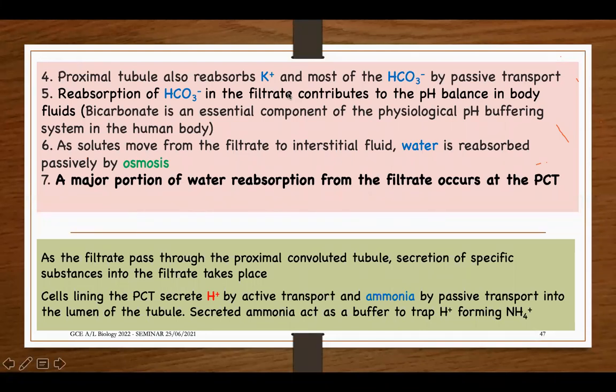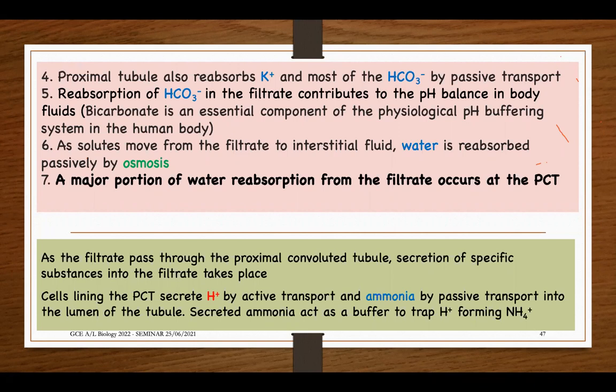Then secretion: as the filtrate passes through the proximal convoluted tubule, secretion will also take place. Cells lining the PCT secrete H plus by active transport and ammonia by passive transport. I told you, ammonium will be formed as a buffer. So H plus will be secreted actively, ammonia passively, and they will form ammonium to trap H plus, because a large amount of H plus means too much acid, which is not good. Buffering means if there is a change in pH, bringing the pH back to normal.